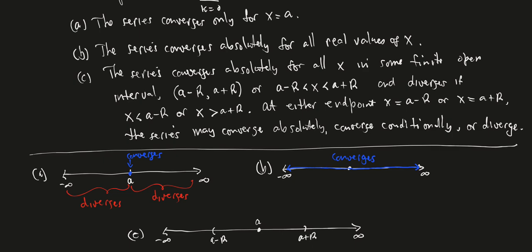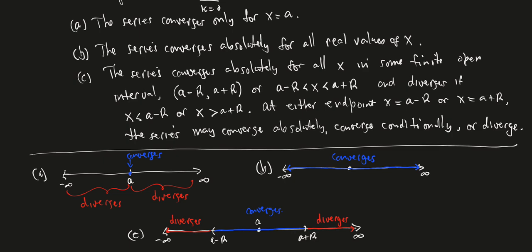And what the theorem says is as long as you stay inside this interval, you'll have absolute convergence, which is the best we can hope for. So we'll have convergence there. But once you go strictly outside, so here or here, the power series will diverge.